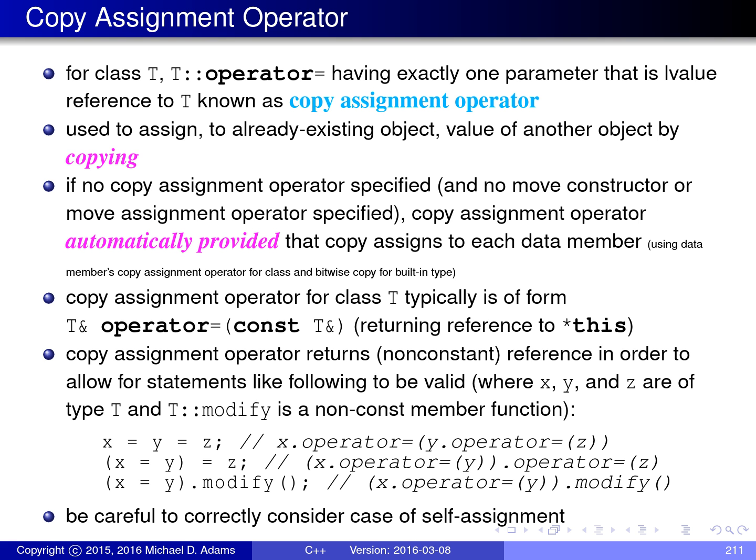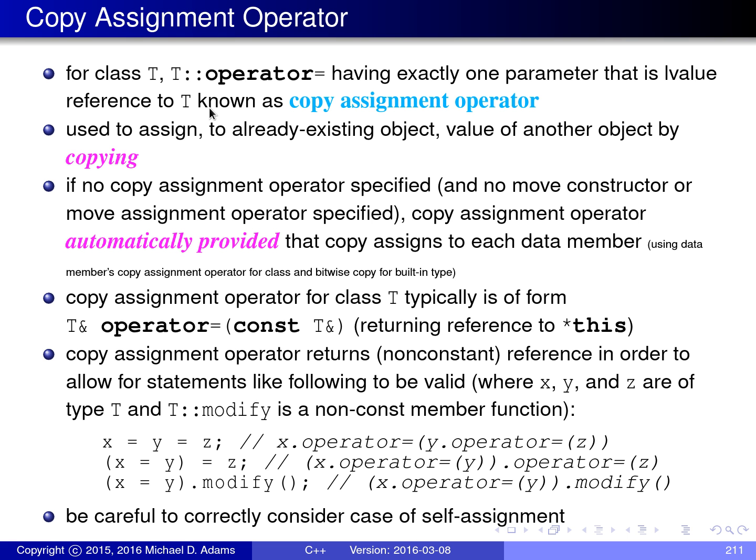As mentioned earlier, the assignment operator is one of the operators in the language that must always be overloaded as a member function. Consequently, an assignment operator is always a member function of a class. Now, although a class can provide many different overloads for the assignment operator, one particularly important assignment operator is the so-called copy assignment operator. So if we have a class called capital T, the member function operator equals belonging to that class that has exactly one parameter that's an lvalue reference to T is known as a copy assignment operator.